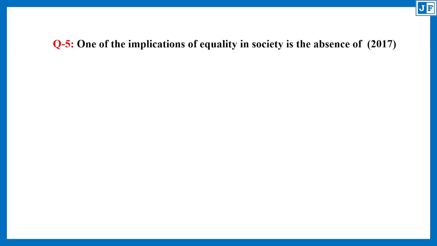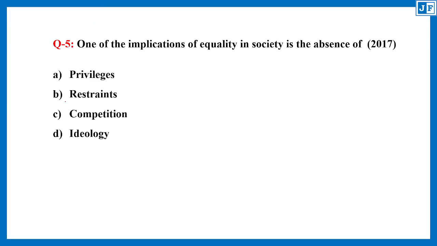Moving to our fifth and last question. One of the implications of equality in society is the absence of: privileges, restraints, competition, ideology. The question was asked in 2017. It is on the concept of equality, and the correct answer is A.